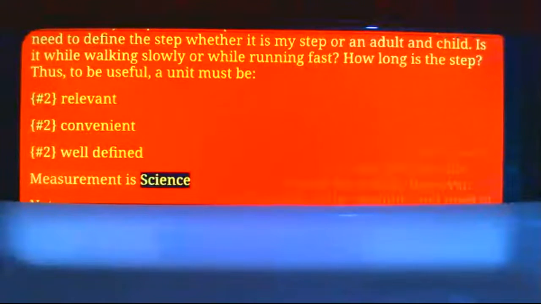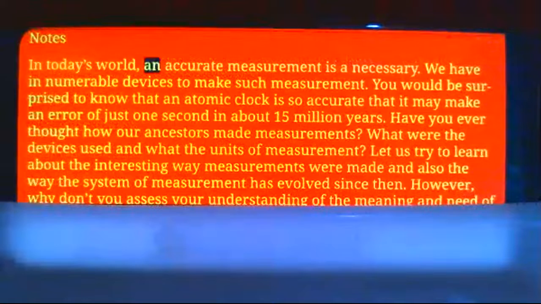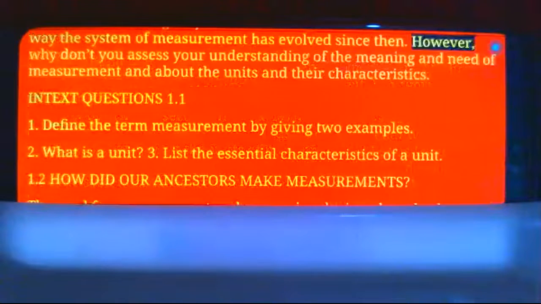Measurement is science. Notes. In today's world, accurate measurement is necessary. We have innumerable devices to make such measurements. You would be surprised to know that an atomic clock is so accurate that it may make an error of just 1 second in about 15 million years. Have you ever thought how our ancestors made measurements? What were the devices used and what were the units of measurement? Let us try to learn about the interesting ways measurements were made and also the way the system of measurement has evolved since then. However, why don't you assess your understanding of the meaning and need of measurement and about the units and their characteristics?